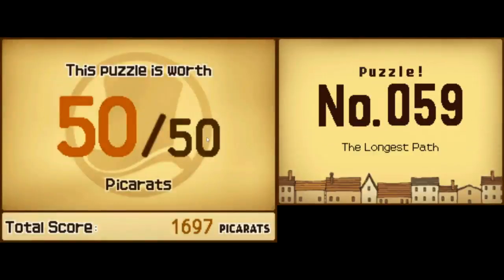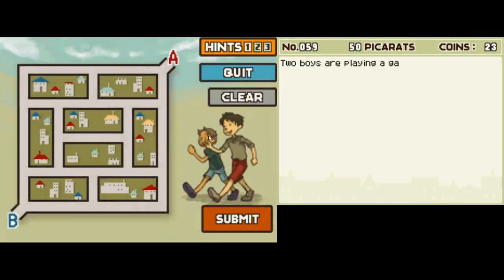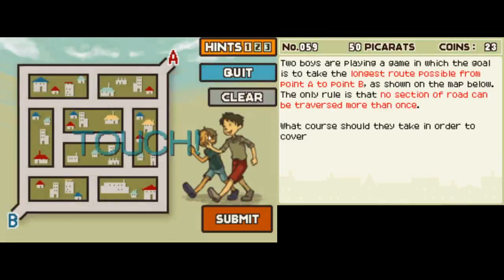The longest path. Two boys are playing a game in which the goal is to take the longest route possible from point A to point B, as shown on the map below. The only rule is that no section of the road can be traversed more than once. Which course should they take in order to cover the longest distance possible between point A and point B?